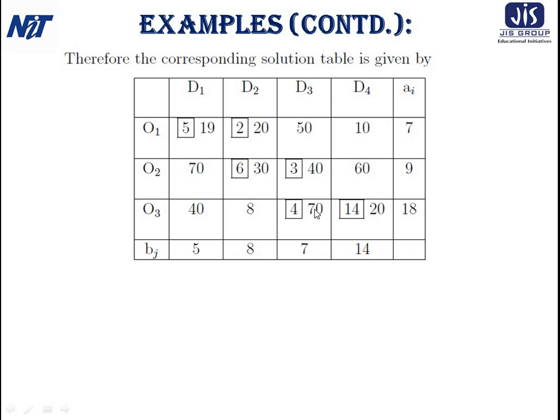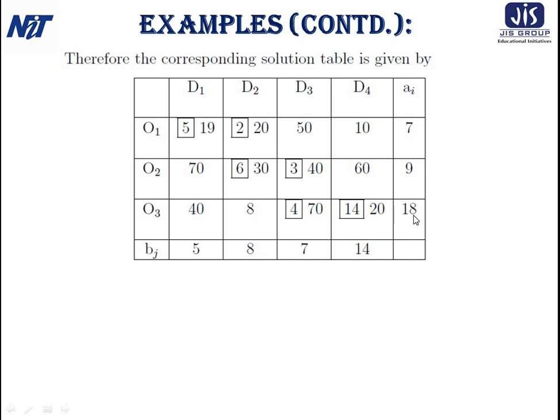D3 and D4. Now in the destination D3, 7 units are required. Already we supplied 3 units in the cell O2 D3. So now the available unit is 4. So we are supplying 4 units in the cell O3 D3. And this column requirement is fulfilled, 3 plus 4 equal to 7.